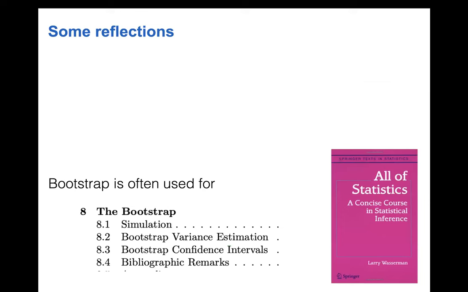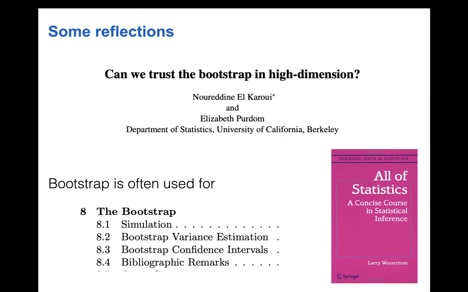This line of work is motivated by a previous paper by Noureddine El Karoui. I'm going to get there. Okay. So when I teach my undergraduate students on statistical inference, I use the book by Larry Wasserman on statistics. There's a section called bootstrap. Usually in statistics, we use bootstrap for inference. We try to estimate the variance. Then we can construct the confidence intervals. We can calculate the p-values. So this is all for inference, okay?